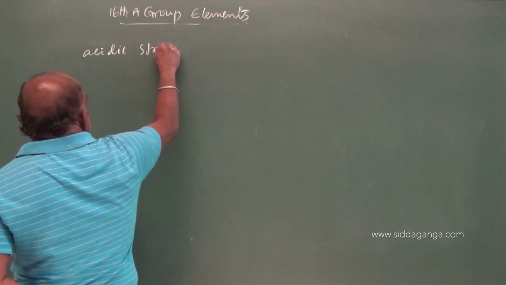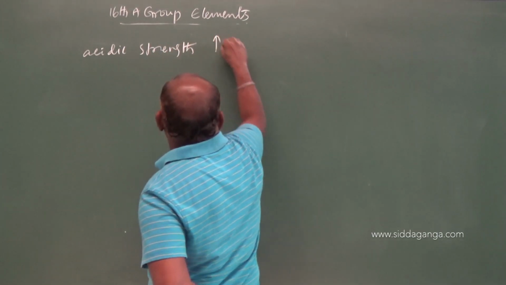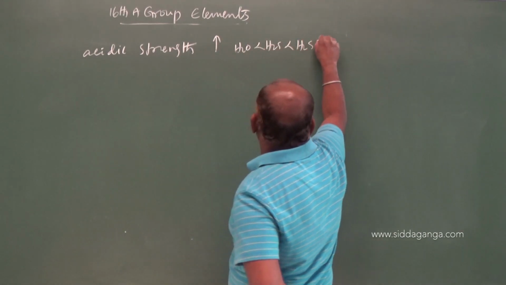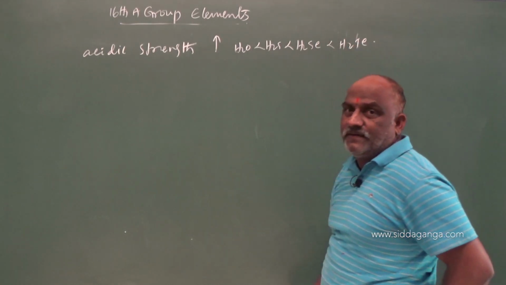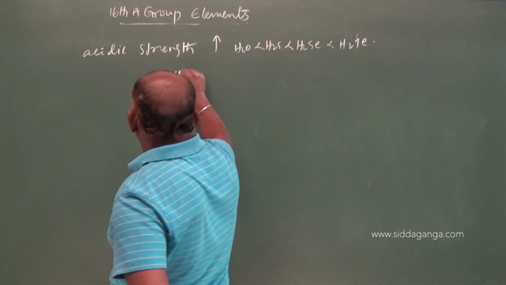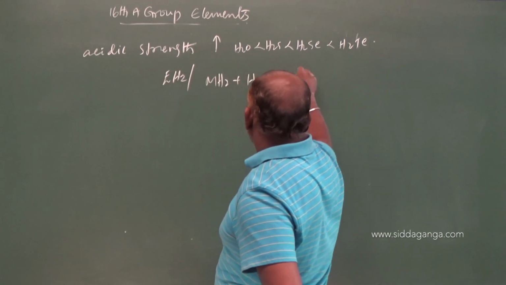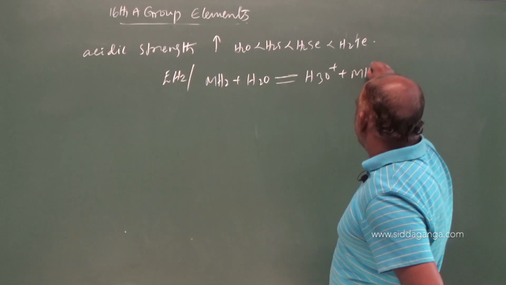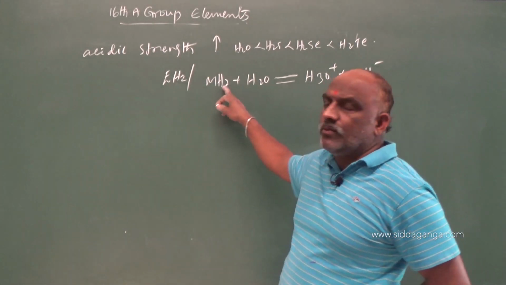Acidic strength increases: H2O < H2S < H2Se < H2Te. Clear? Because we already know that MH2 plus water gives rise to H3O+ and MH-. This means it donates one proton.